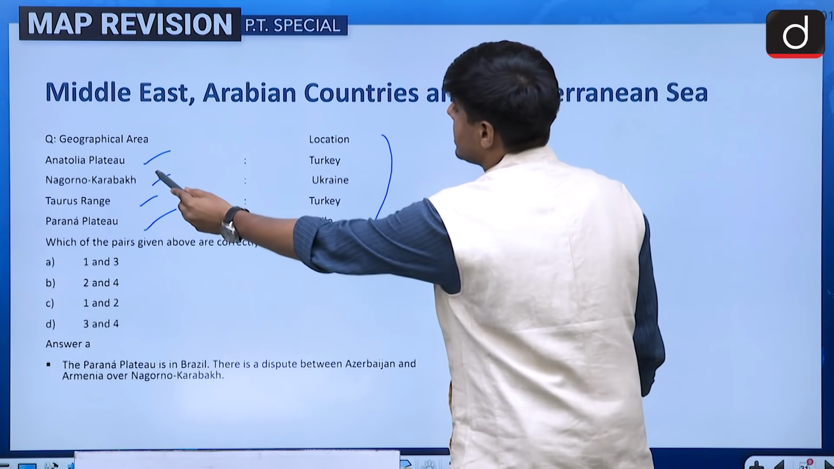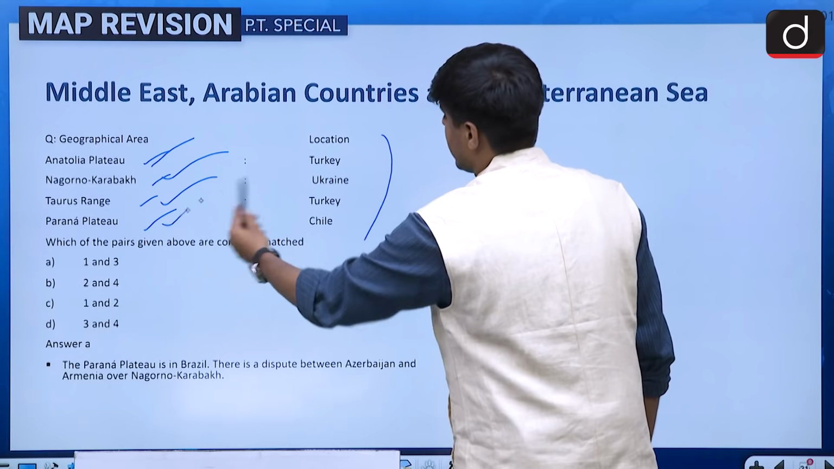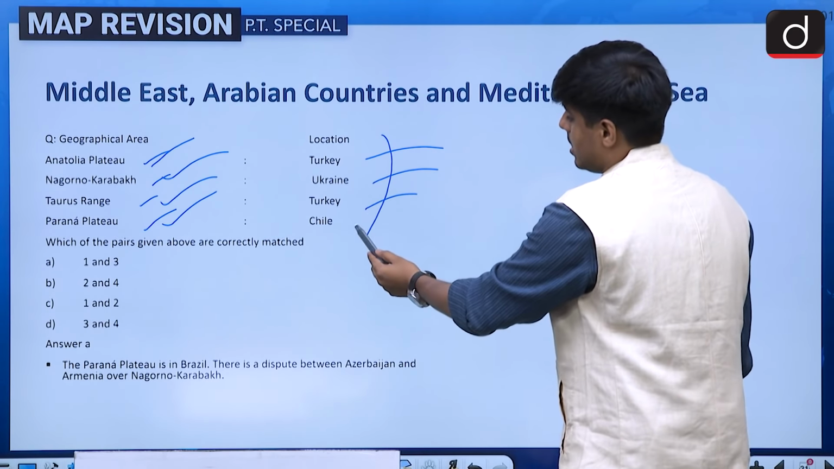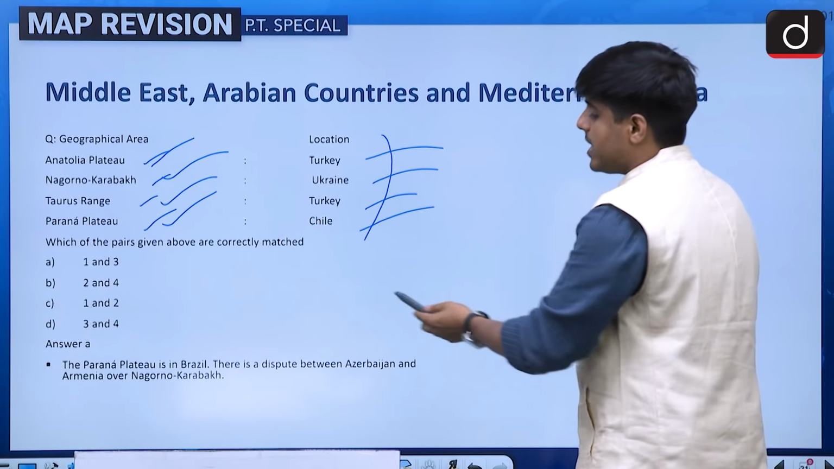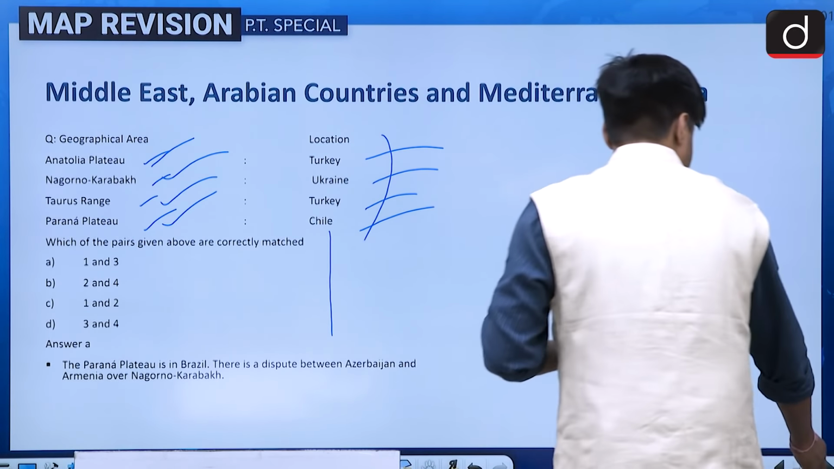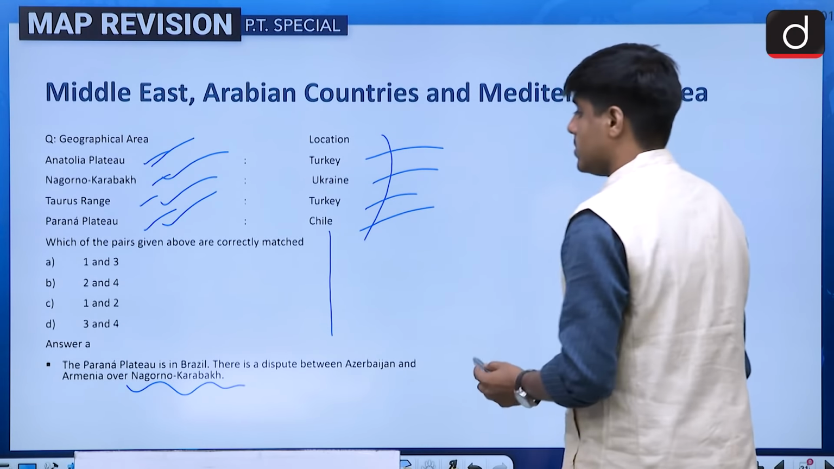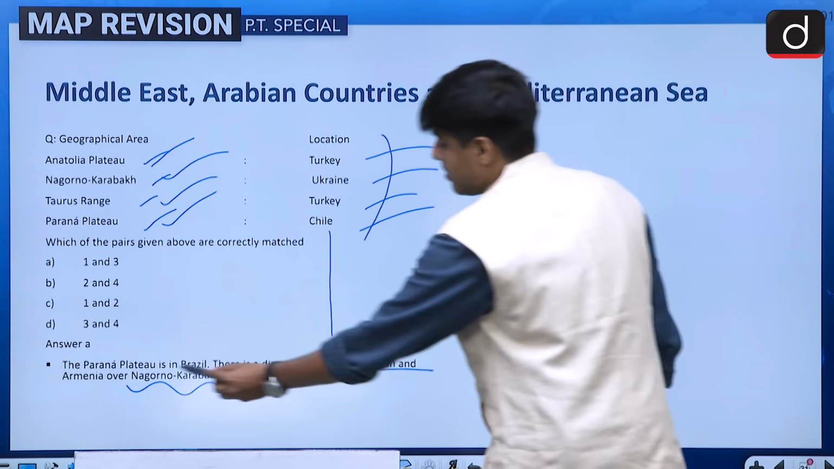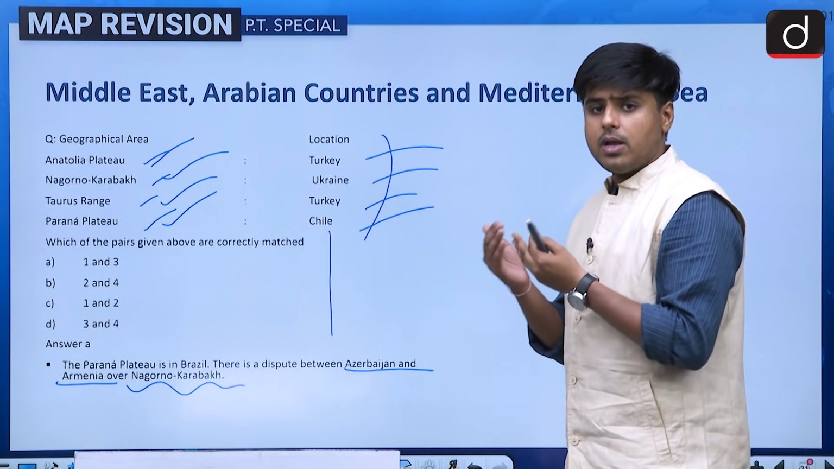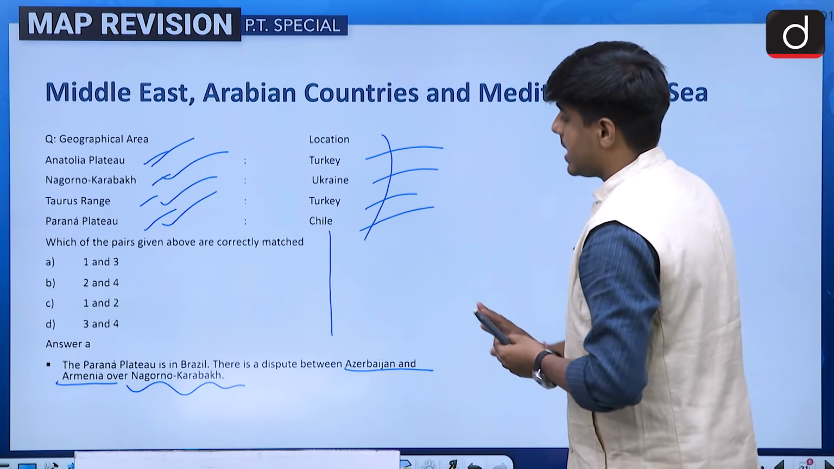Geographical areas like Anatolia Plateau, Nagorno-Karabakh, Taurus Range and Parana Plateau have been given. The locations given are Turkey, Ukraine, Turkey, Chile. So we have to see which of them are correctly matched. Now, why have they been in news? Nagorno-Karabakh region was in news because there was a dispute between Azerbaijan and Armenia, and a rare full-fledged war was fought between two sovereign countries recently over this area.